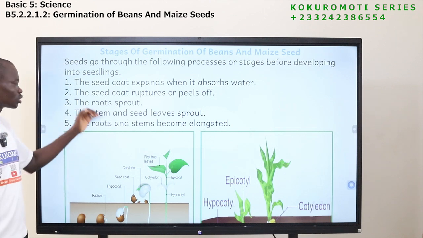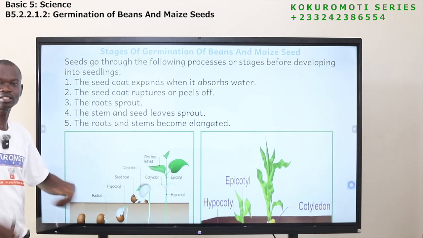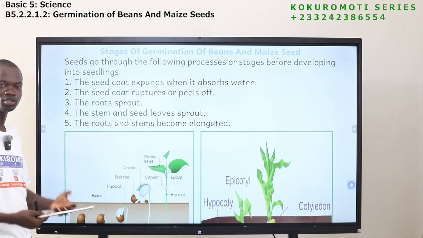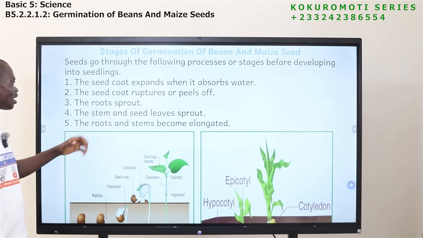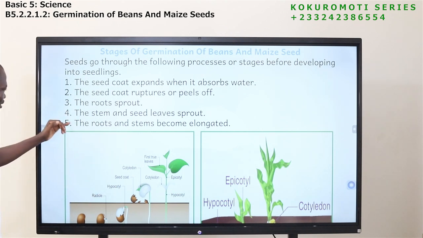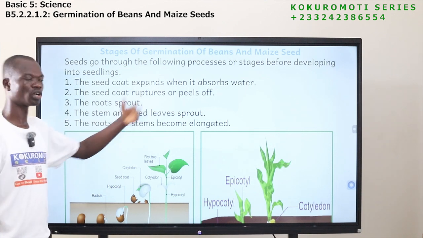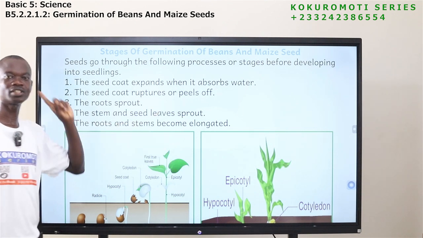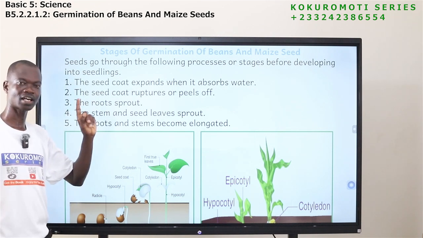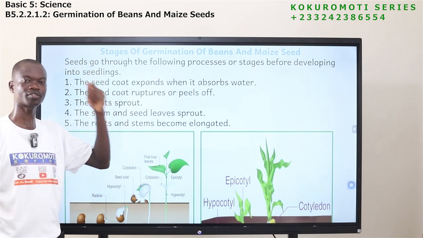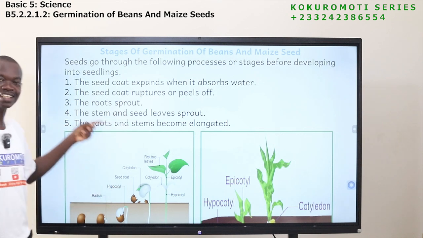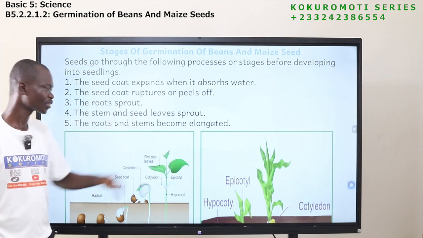The next one is that the roots will sprout. The roots will come out. You see the roots. After the roots have come out, the next thing that will happen is that the stem and seed leaves will also sprout. So the roots will come first. After the seed coat has been removed, the roots will come out first, followed by the stem and seed leaf.